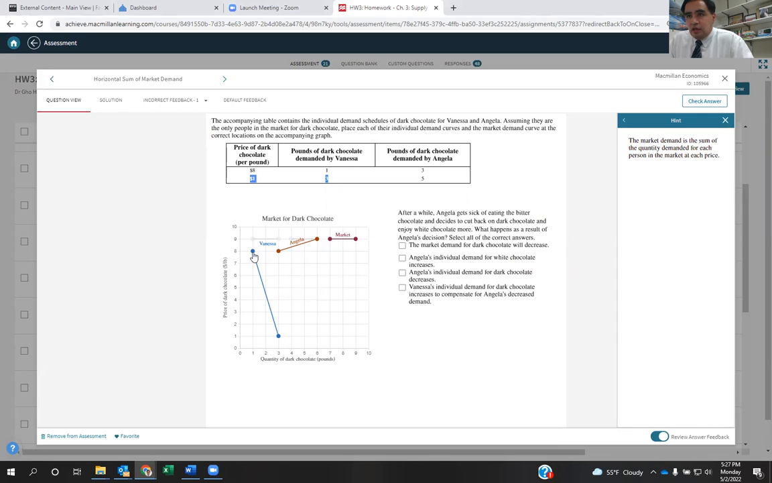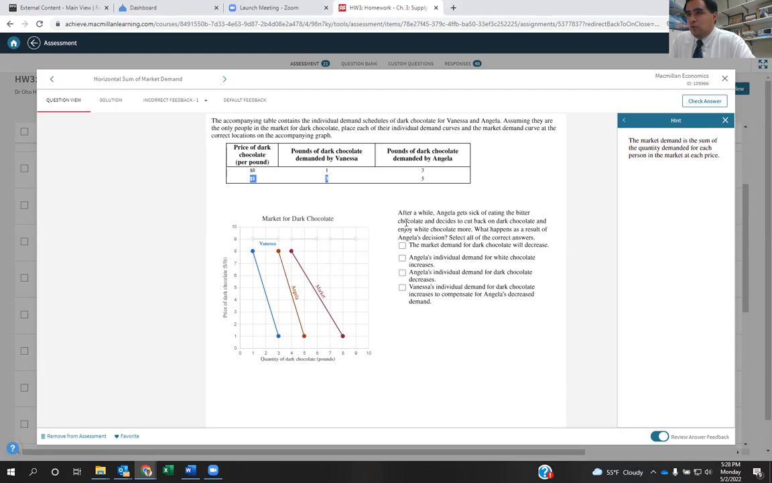At $8, Vanessa asked for 1 unit of dark chocolate. Angela asked for 3. So 1 plus 3 is 4, which we can move right there. Angela, at $1, she'll buy 5 units of dark chocolate. So 5 plus Vanessa's 3 comes to 8 units of chocolate. The entire market is a summation of every single individual market participant. We just have 2 in there.